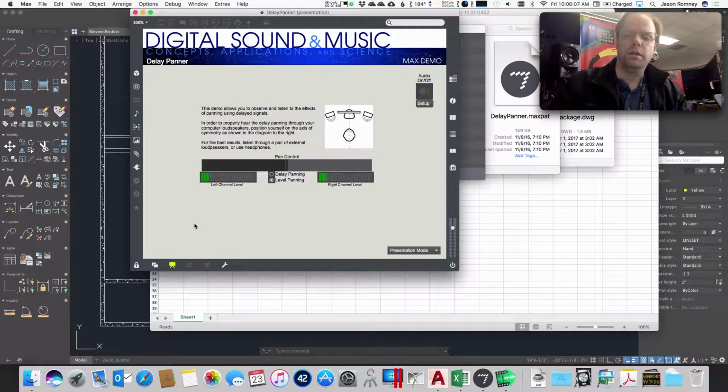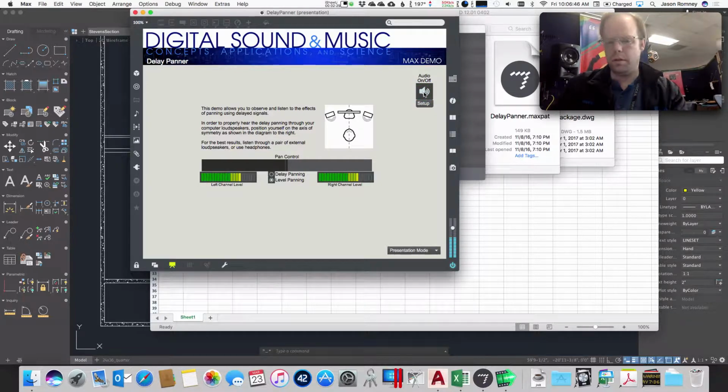Let me just demonstrate this again. What I'd like you to do is, you may have to get up out of your seat, because you do need to get your head in between the two monitors here. I've got this Max patcher that will do level panning or delay panning, and I just want you to hear the difference. So get up out of your seat if you have to, and get your head somewhere in between those two monitors. If you're not perfectly in the middle, you'll still hear it. It just won't be quite the same thing.